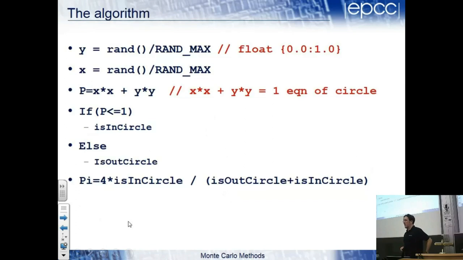So basically, I pick a random number between 0 and rand max, and I pick two, x and y. I compute how far it is, the distance from the center, and if that's less than 1, it's in the circle, otherwise it's out of the circle. And then I can compute pi by multiplying these up.